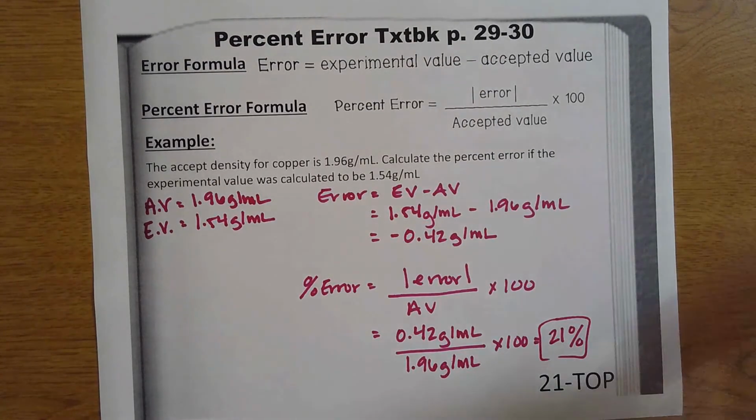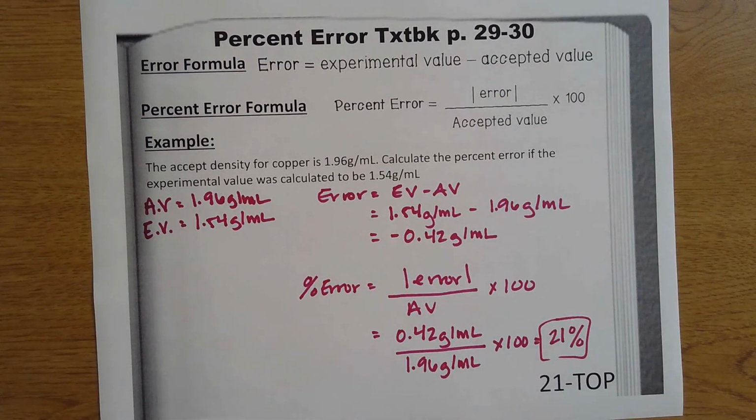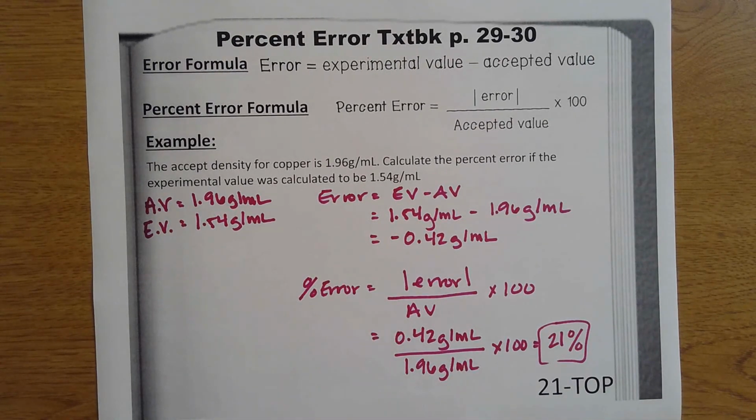So calculating percent error is a two-part process. You have to find the error and then plug the error into the percent error formula and complete the math. It should be on the very top of page 21.